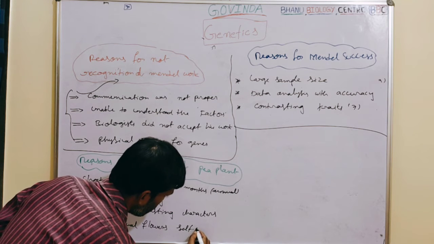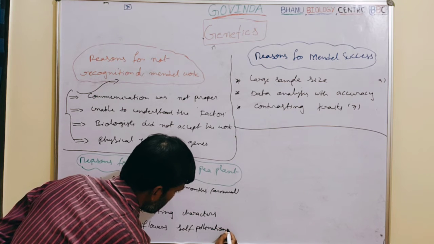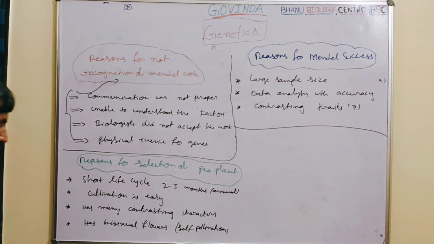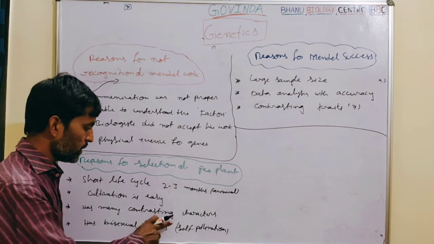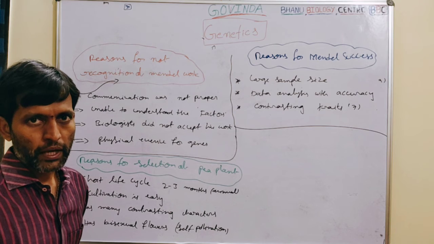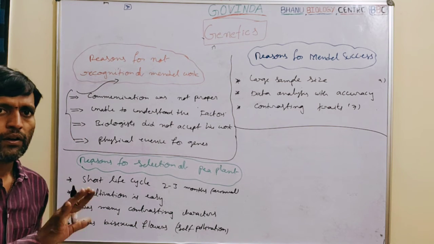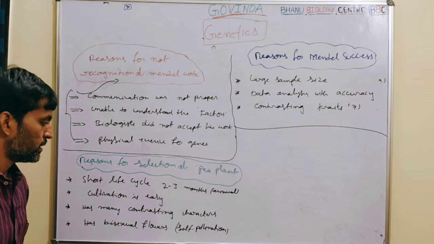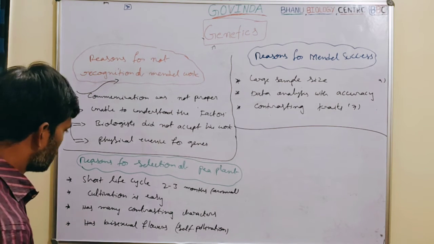Self-pollination is common in the pea plant, but it can be used for cross-pollination also. Mendel actually applied cross-pollination for his experiments. Here there is flexibility. Either go for self-pollination or cross-pollination.